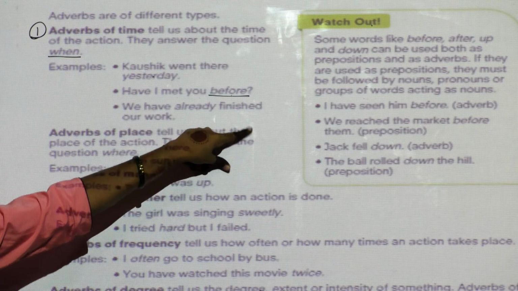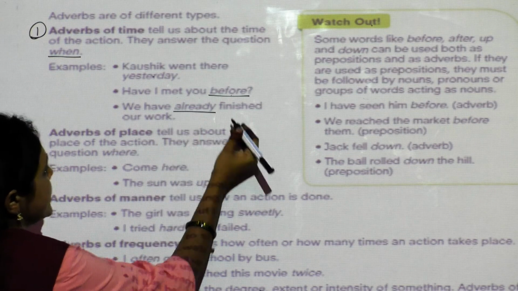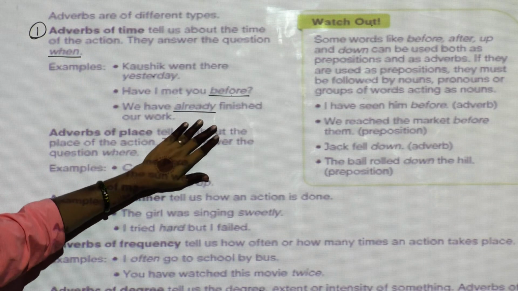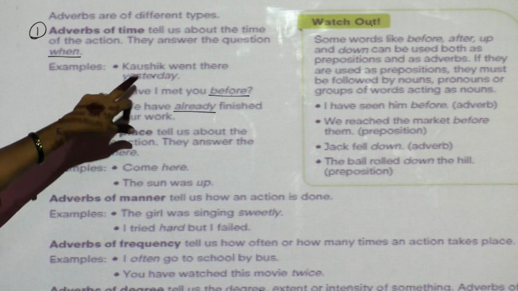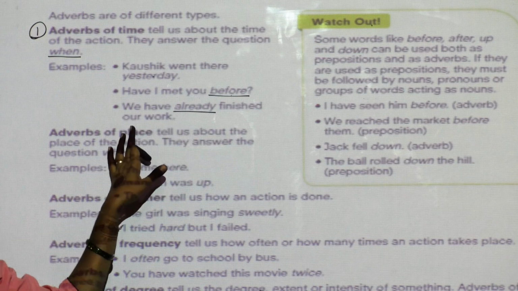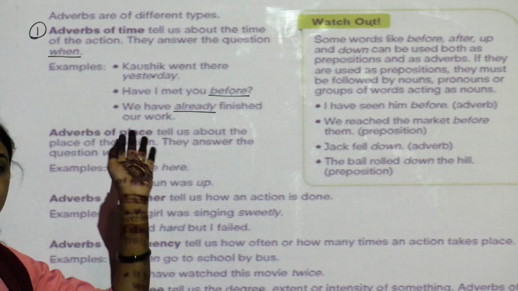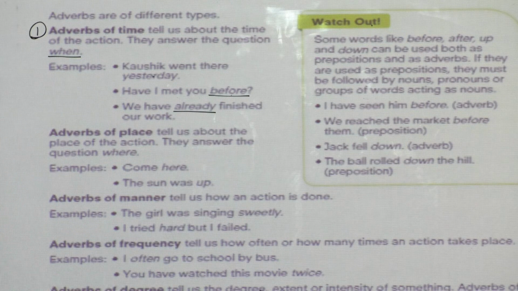We have already finished our work. So here, already is adverb of time. When did you finish? Already. See, the time is not given or described in such a way as here, yesterday, before. But already, I can write we have finished our work, but I am telling that we have already finished long back. So here already is adverb of time.